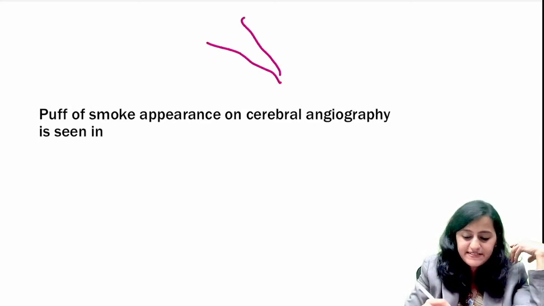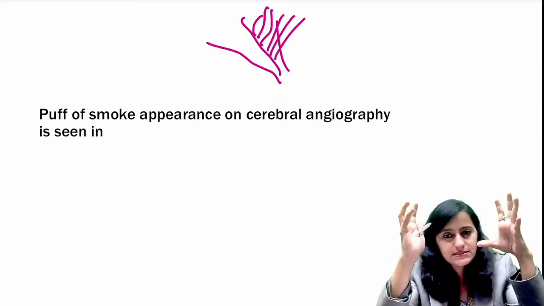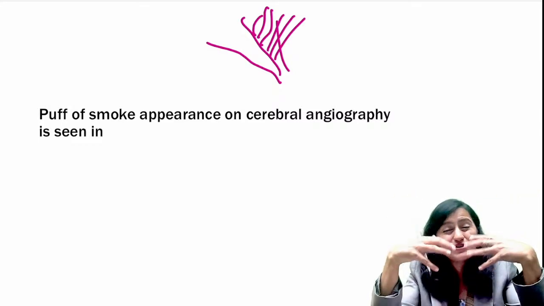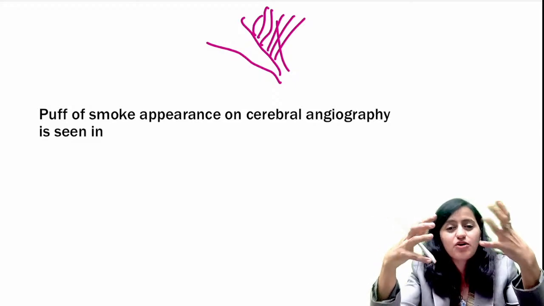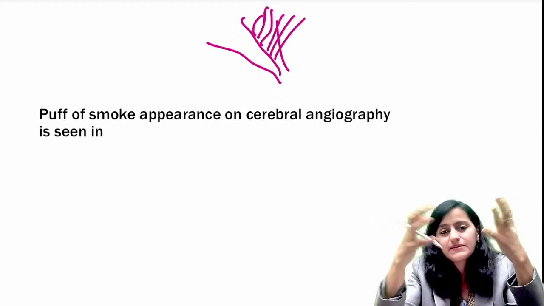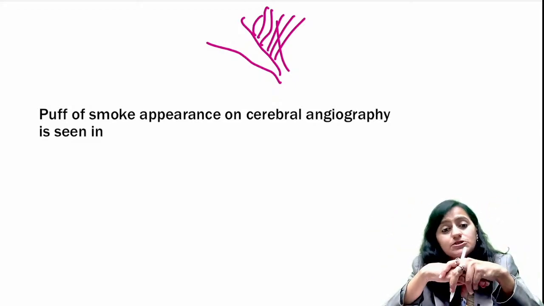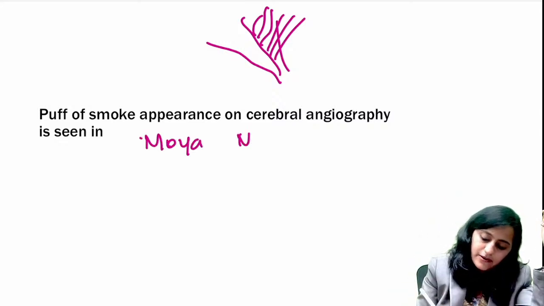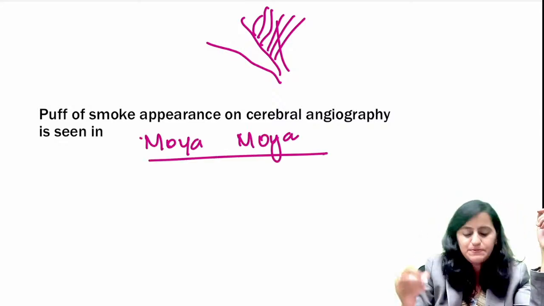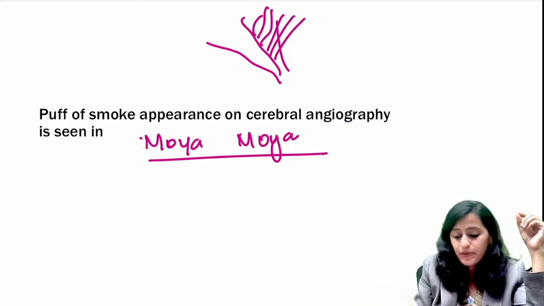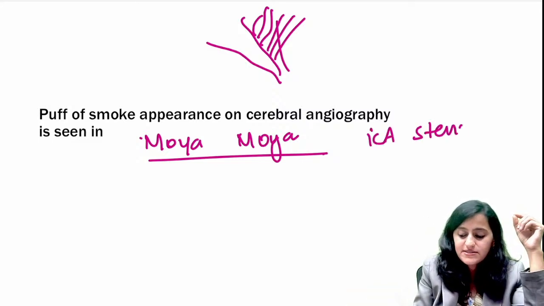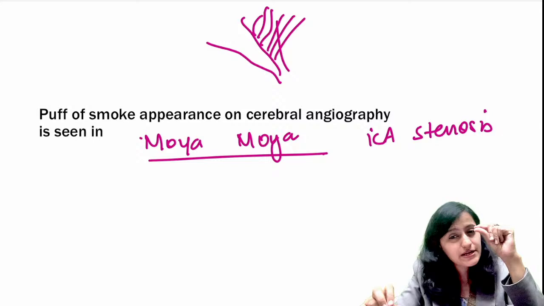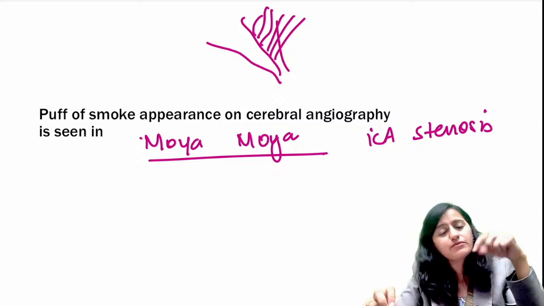Right, you have the vessels, and from those vessels the contrast goes out, like there is puff of smoke coming out from the vessels. Why is the contrast coming out? Because these are the new collaterals which are formed, which are leaky collaterals. The endothelium is not very good. So this is basically seen in moya. In moya you see this puff of smoke appearance, where ICA stenosis is there. The internal carotid artery is narrow, and that is why the body forms the collaterals.